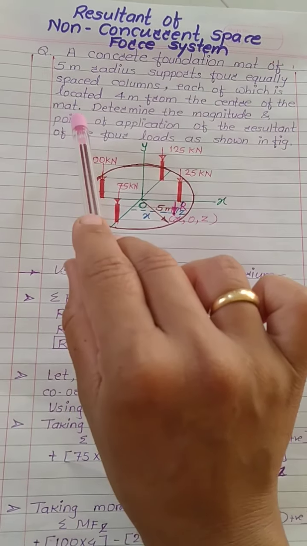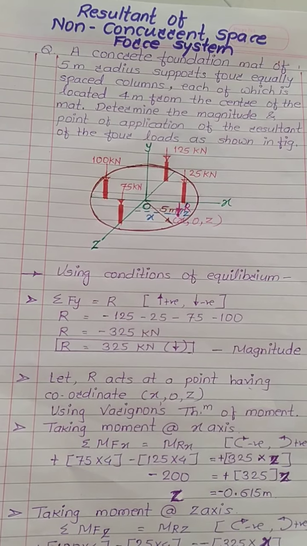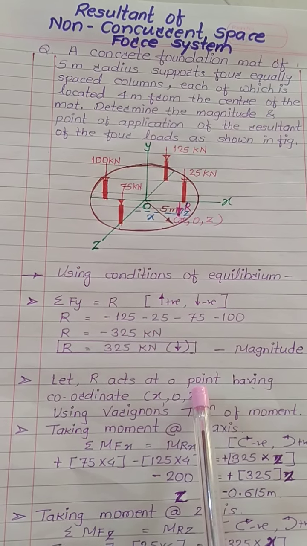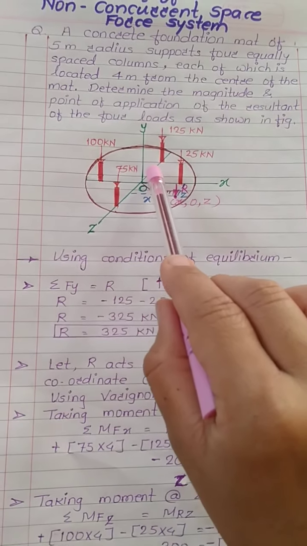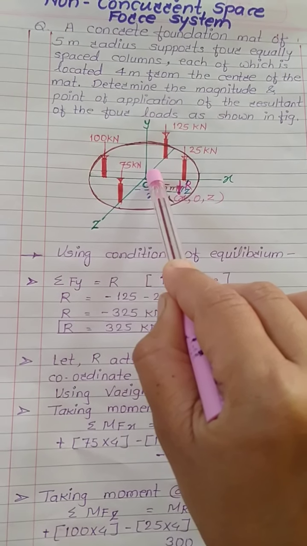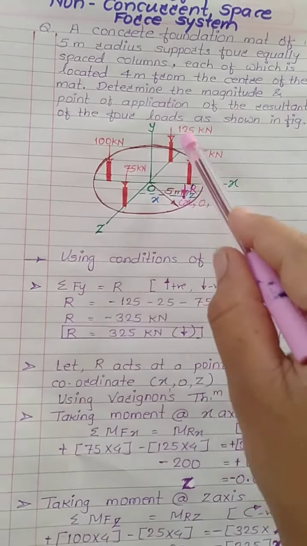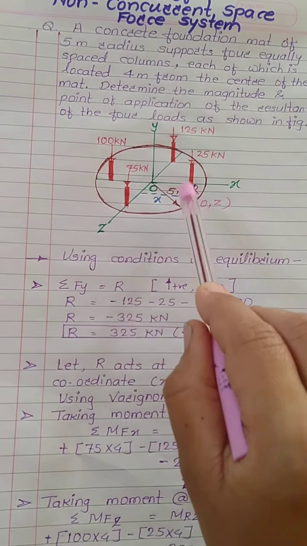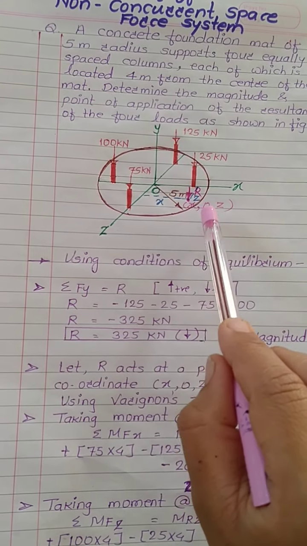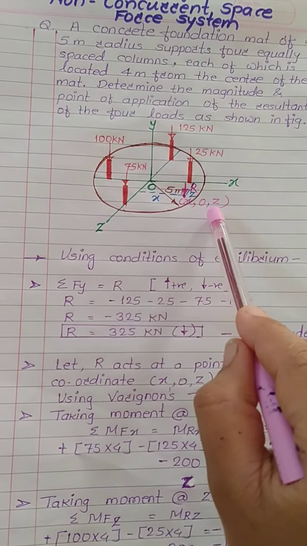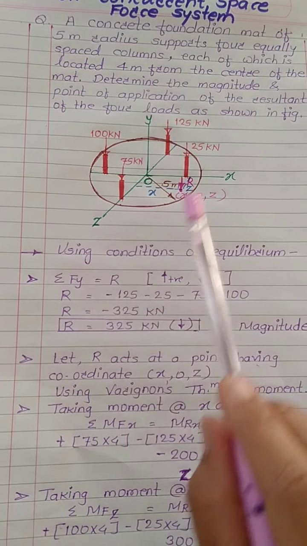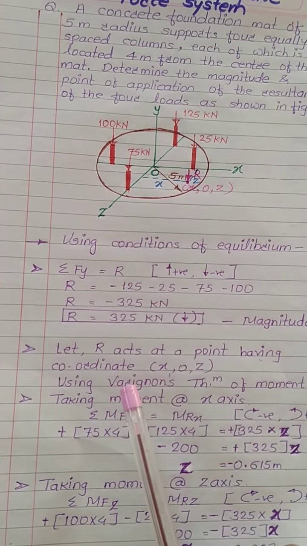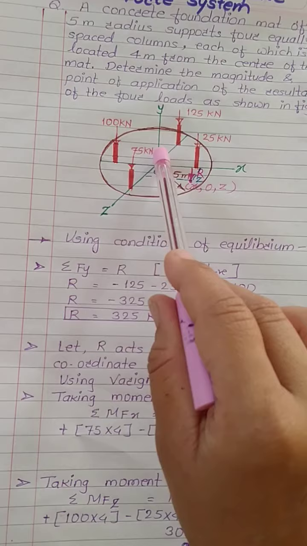Now I have to determine the point of application for this resultant. Let us assume the resultant R is acting at a point having coordinates. Now look, all forces are measured with respect to this origin, so the y coordinate for all the forces will be 0. So the coordinate of the resultant, let us assume the resultant is acting at this point, will be x, comma 0, comma z. Now I have to use Varignon's theorem of moments to find its position with respect to this origin.